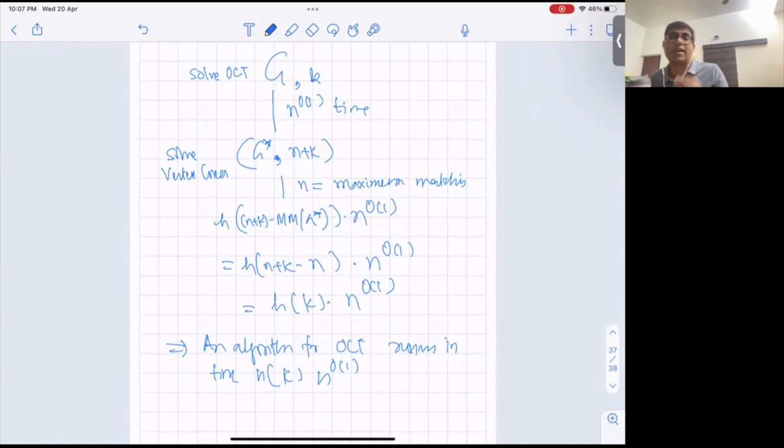But what was k? It was the size of the odd cycle transversal. So although we are computing a vertex cover which is very big, of size n plus k, the running time is governed by the size of OCT, which was k. So basically we have given a polynomial time reduction from the odd cycle transversal problem to a problem called vertex cover above matching. Okay, all well? So is this fine with everybody?